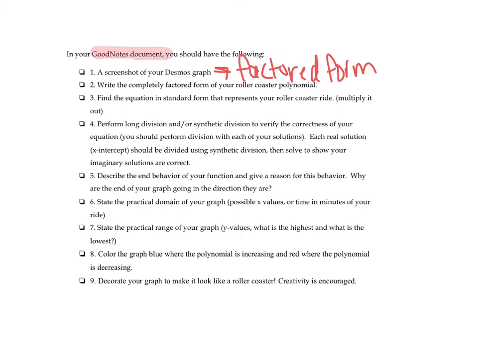So you're going to screenshot your Desmos graph, put it in GoodNotes, and then the rest of this stuff needs to be in the GoodNotes file also. Not necessarily on the same slide, but somewhere in your GoodNotes file. Okay, so you're going to have the completely factored form, which should be in Desmos. That should be the form that you use, okay?